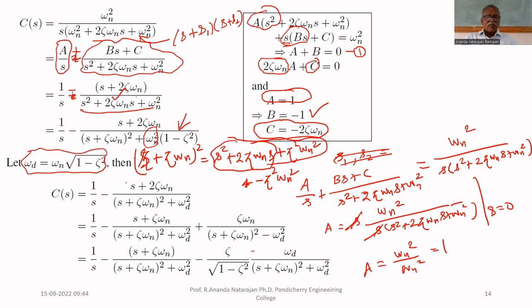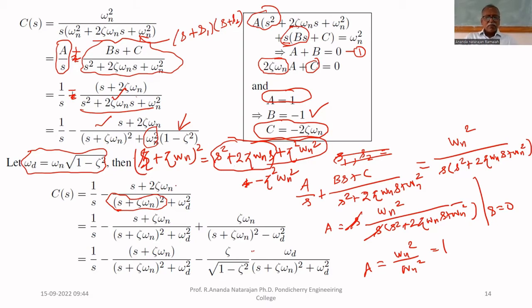Therefore, the equation becomes S plus 2 zeta omega n upon S plus zeta omega n whole square plus omega d square. Why we wrote this step is, while finding Laplace inverse, it will be easy. Sometimes in mathematics, we will write deliberately some steps. Here also, we are deliberately writing this step to make Laplace inverse simple.